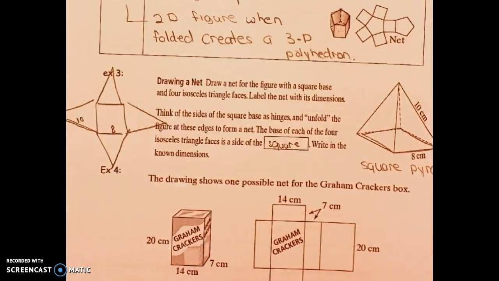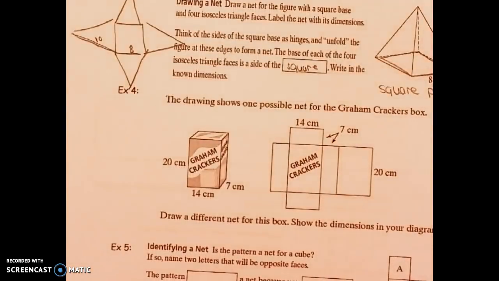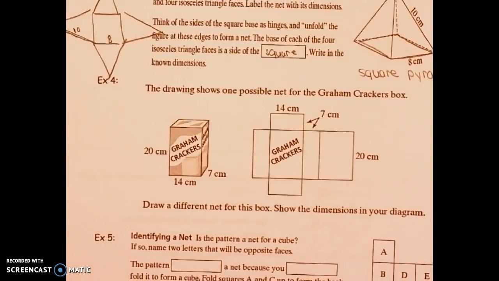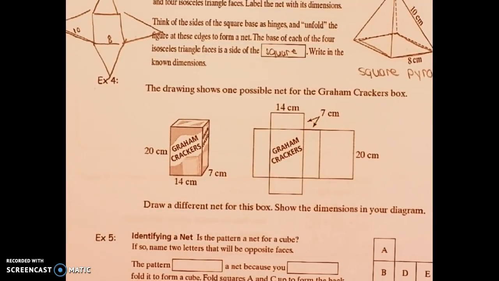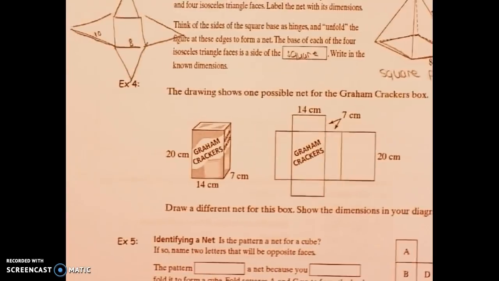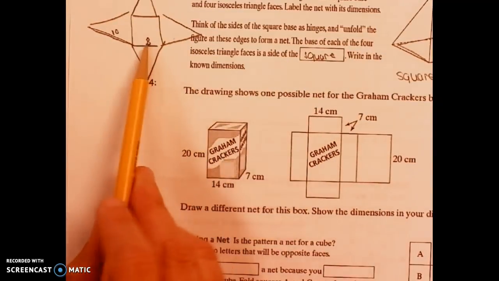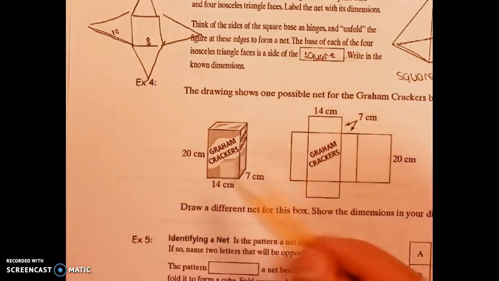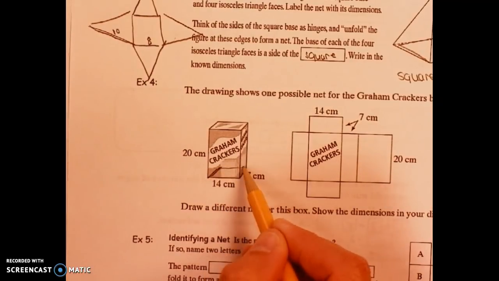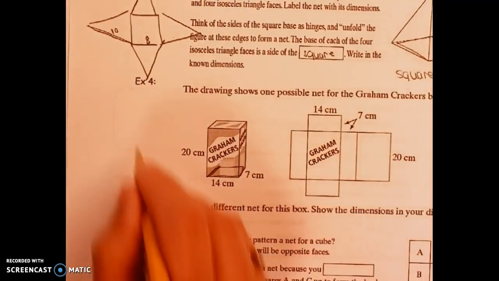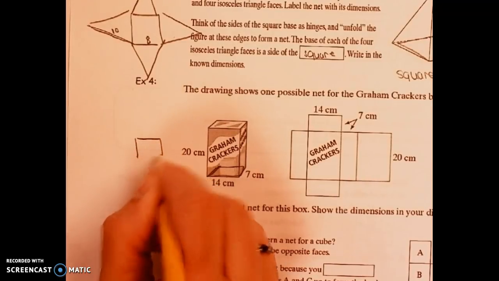So let's go take a look at question 4. Again, they've given us a net of a rectangular prism. They want us to draw a different net and show its dimensions as well. So I'm going to plan it out like I did this one. I see the base of this as the bottom of my cereal box, so I'm going to go ahead and draw that in.